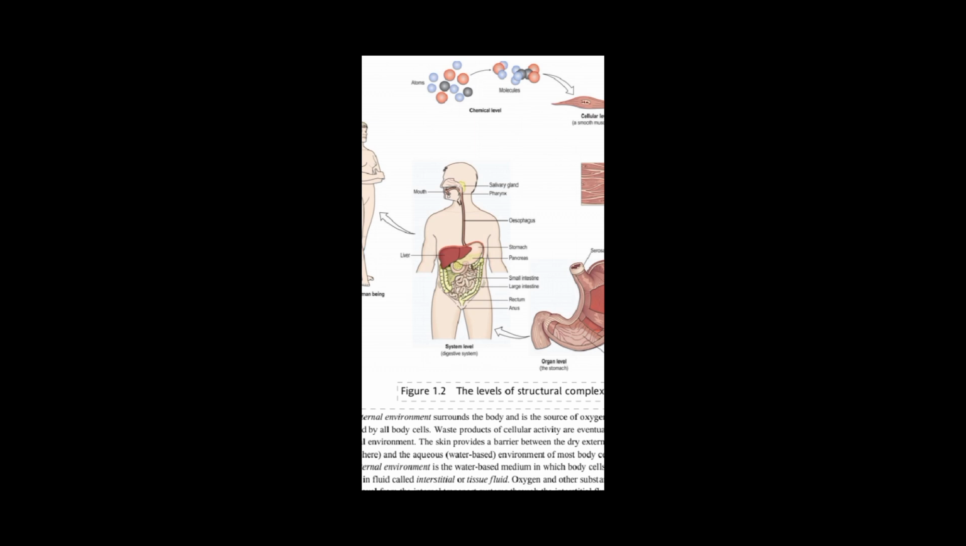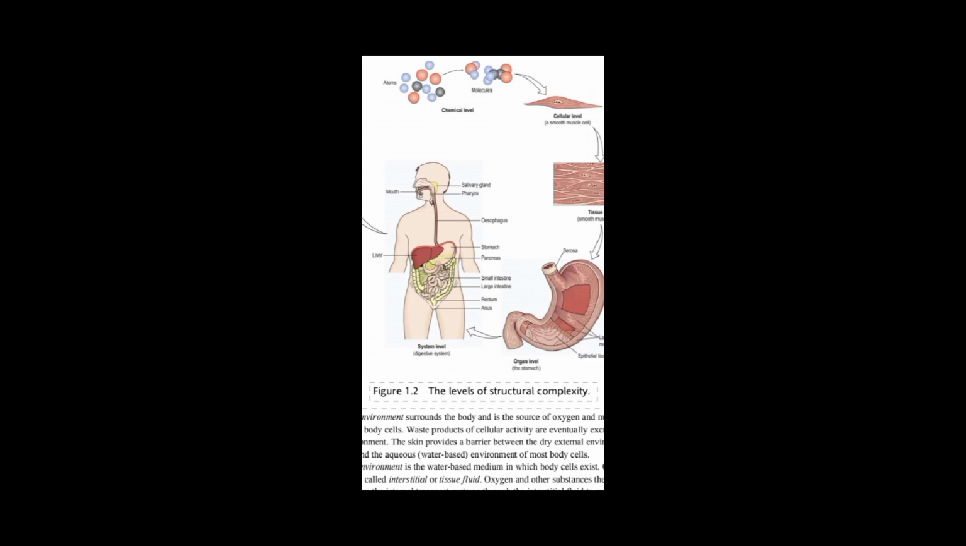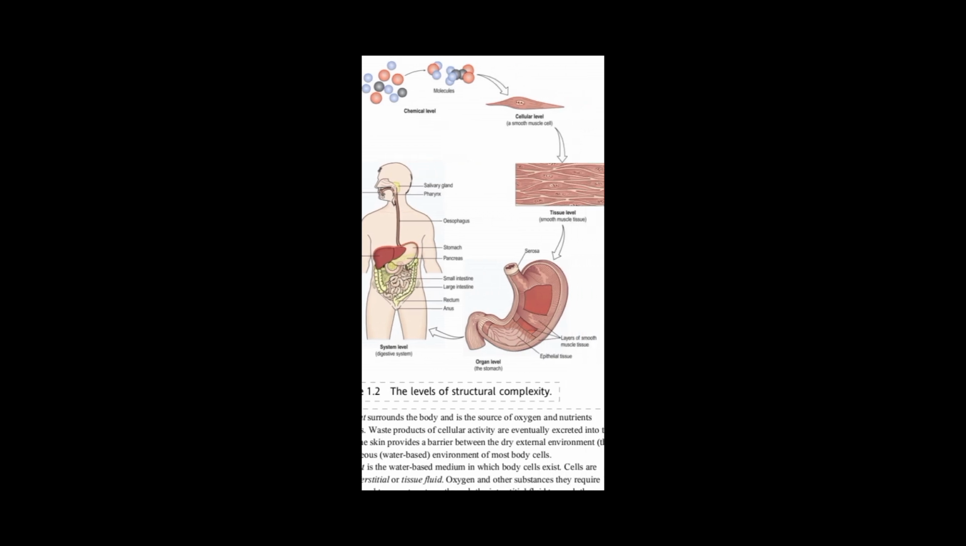So when the cells now combine, they form the tissues. When different types of cells combine, they form the tissues. So each type of cell combines to form its own type of tissue. So we have different types of tissues, like I indicated earlier, with different types of cells.